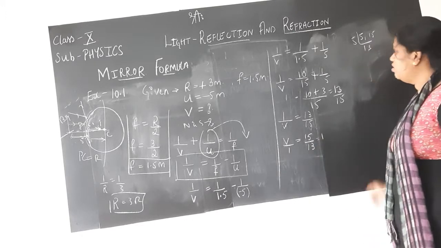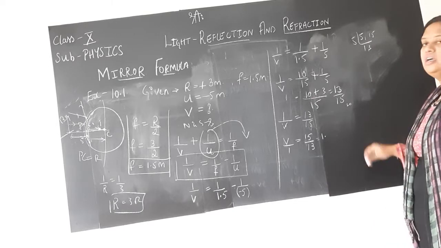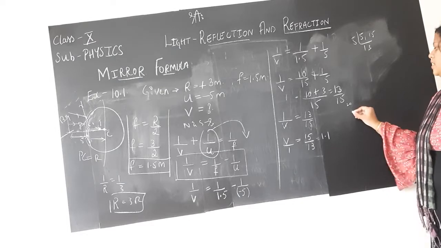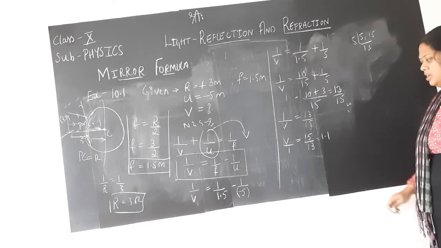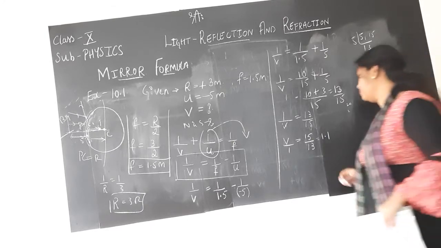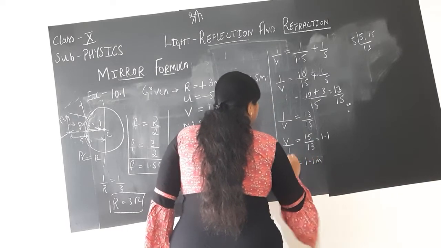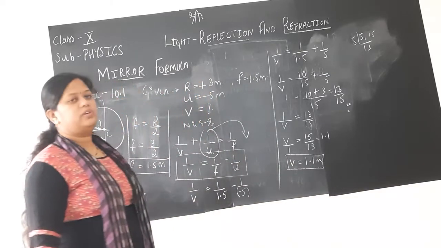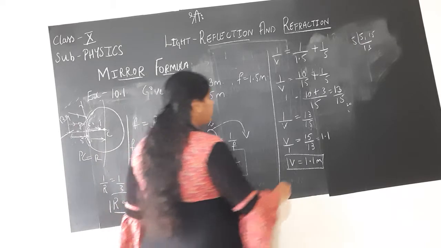13 ones are 13 obviously. 2 remainder, children. Put a point and take 0, 13 2s are 26. Again I will go for 13 ones are 13. Again remainder 2. It is recurring, 1.1111. So what we will write is image distance v is 1.1. Since the first value was in meter, we go on keeping all the quantities in the same unit, meter. And we got a positive value, children.